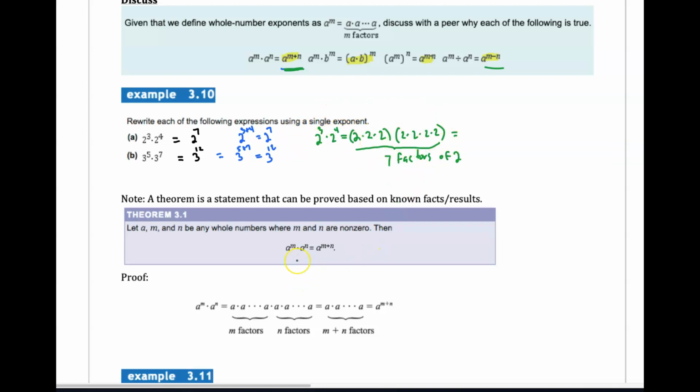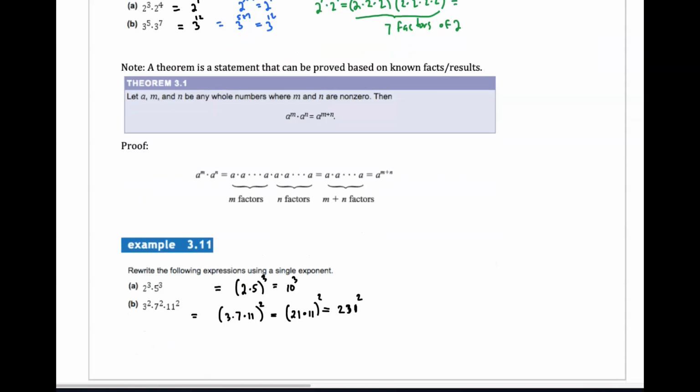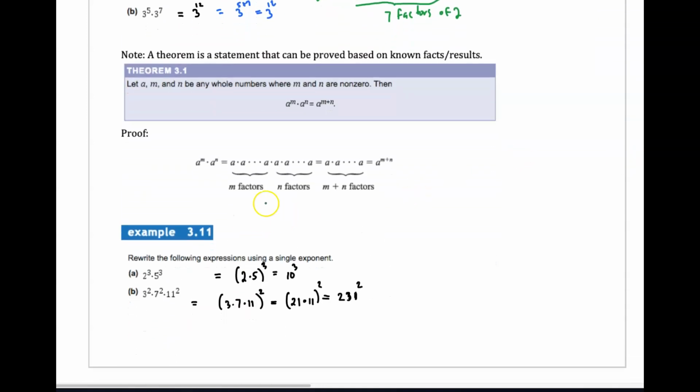That's where theorem 3.1 comes into play, and you can see a formal proof. We won't do a lot of proofs in this class, but you'll see a formal proof of that. A to the m times a to the n gives m plus n factors. Remember, the exponent is the number of factors that we have. And so there's your proof for that.